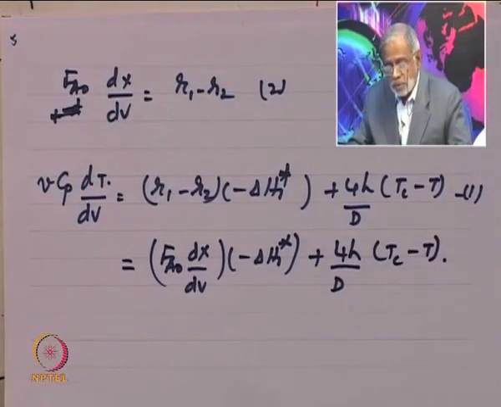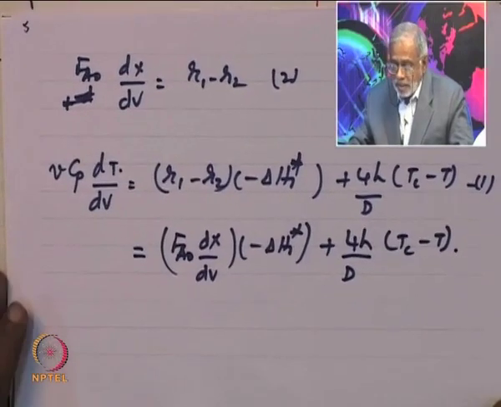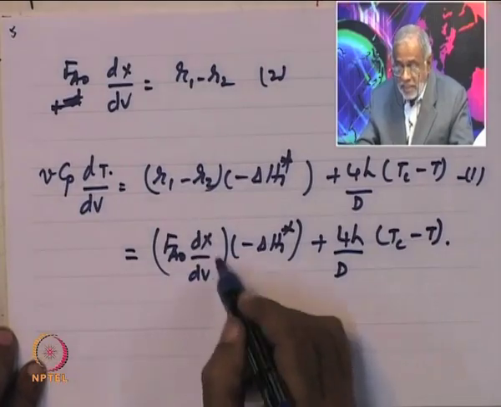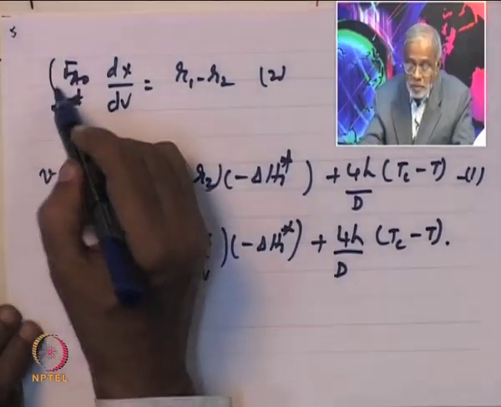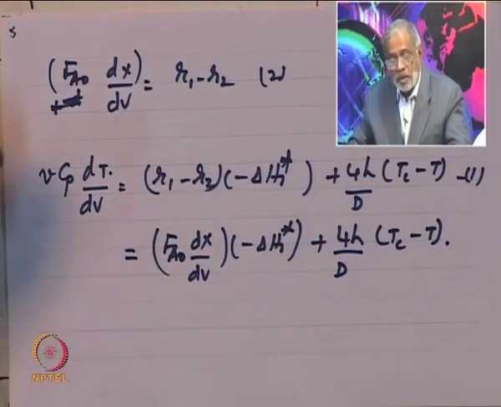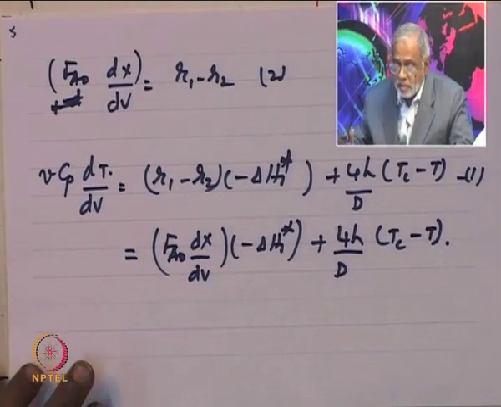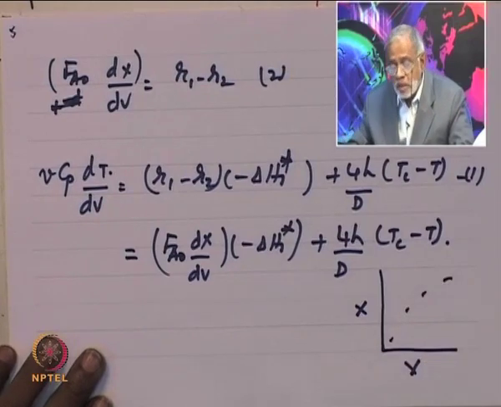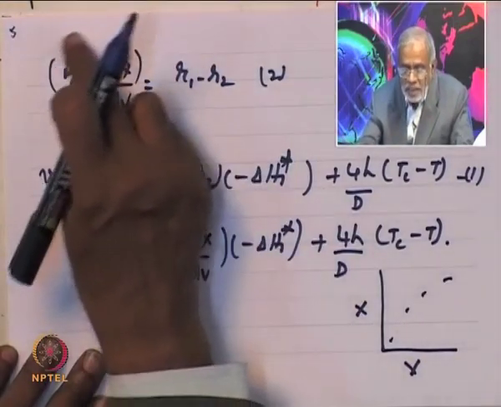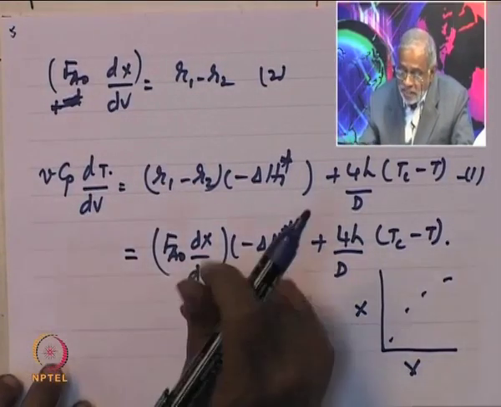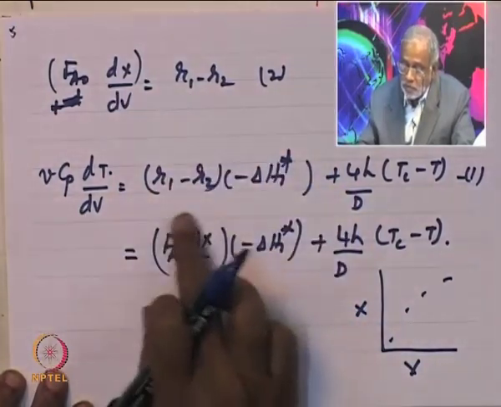Now, the important thing here is that it may be possible for you to measure the left hand side term, dx. You can take samples of the components and therefore measure the left hand side. You may even be able to plot x versus v, showing that some data may be available. Therefore, this term is something that you can experimentally determine, so it is more convenient to replace R1 minus R2 in terms of what you can measure.